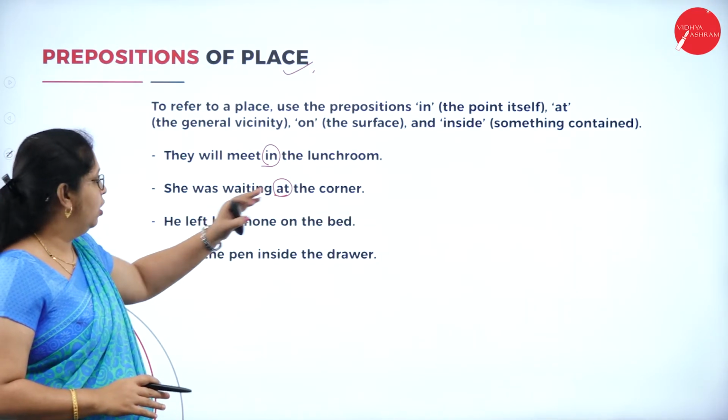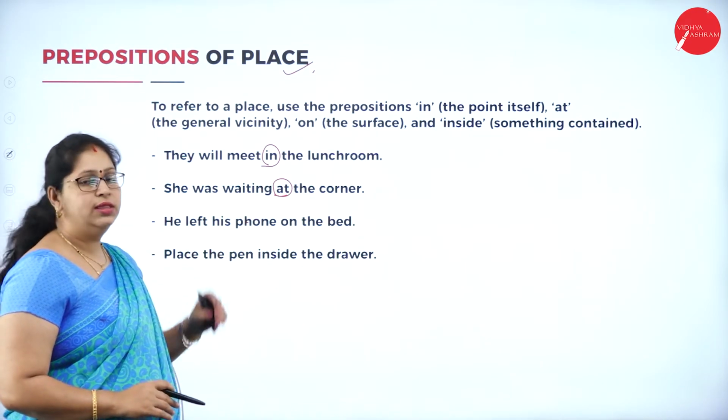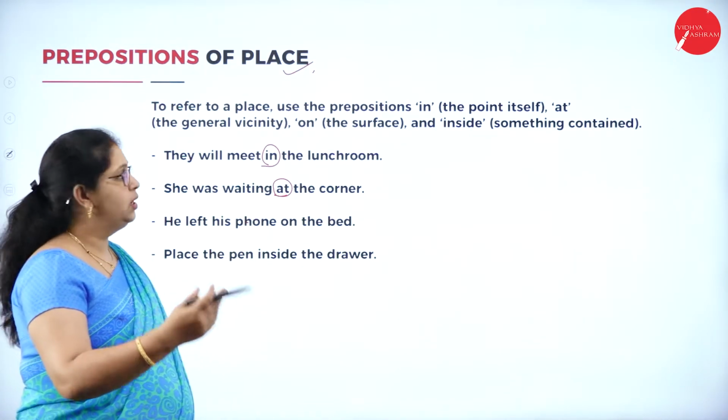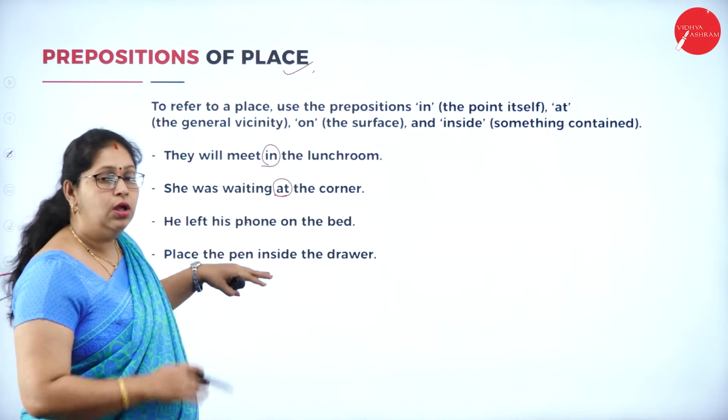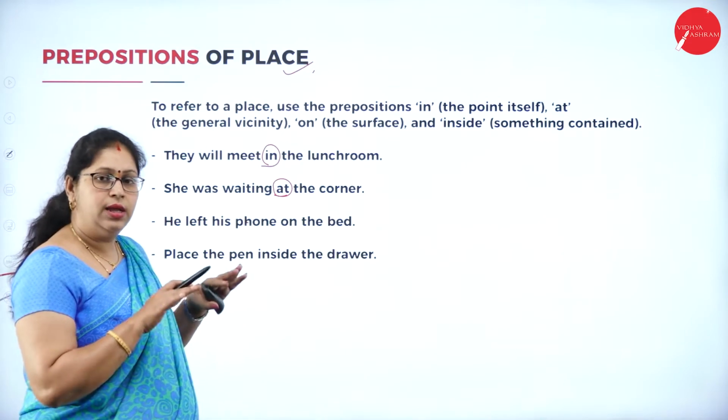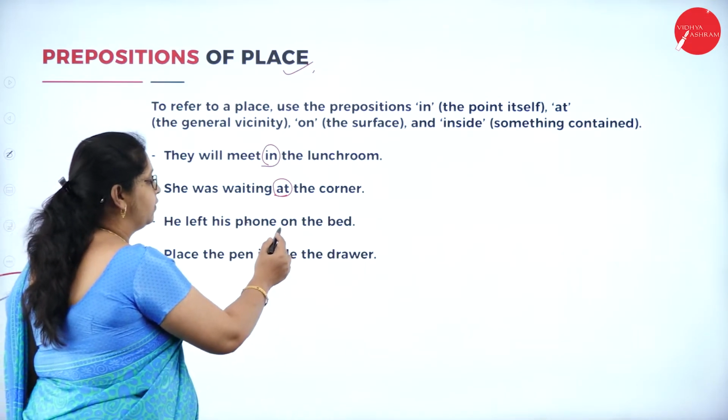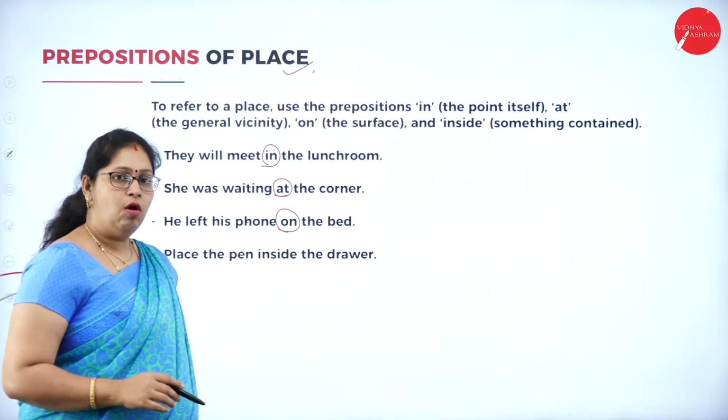He left his phone on the bed, above something, on the object, on the surface. So, where has he left his phone? On the surface, on the bed. So, to tell the surface, we are using the preposition on.